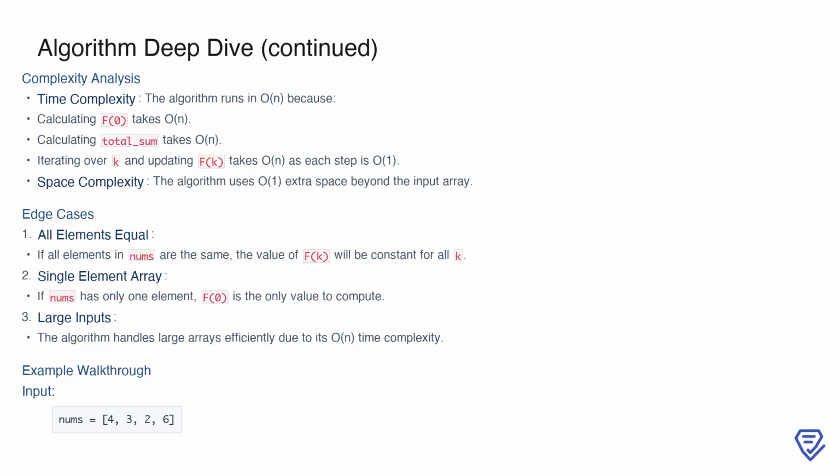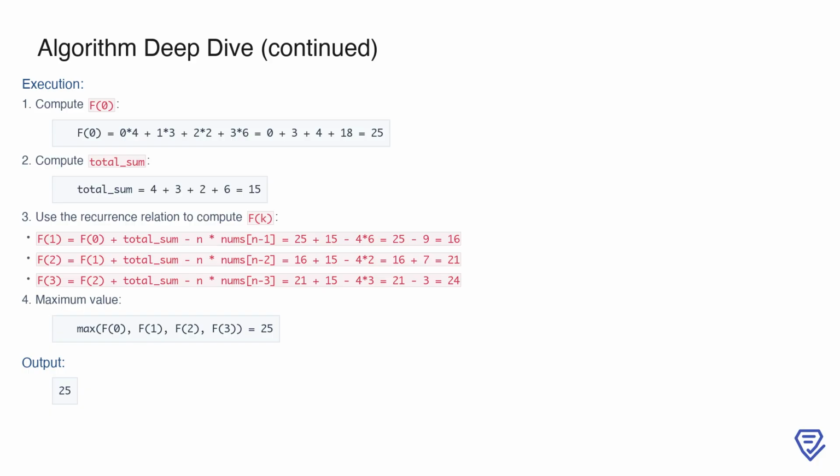To illustrate, let's consider an example with the array nums equals [4, 3, 2, 6]. In this example, we start by computing f(0) directly as the weighted sum of the elements: f(0) equals 0*4 plus 1*3 plus 2*2 plus 3*6 equals 25. Next, we calculate the total sum of the array, total_sum equals 4 plus 3 plus 2 plus 6 equals 15.